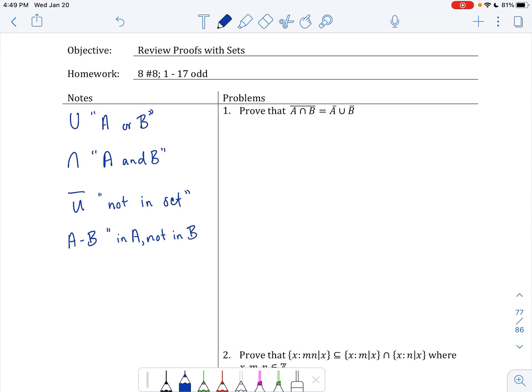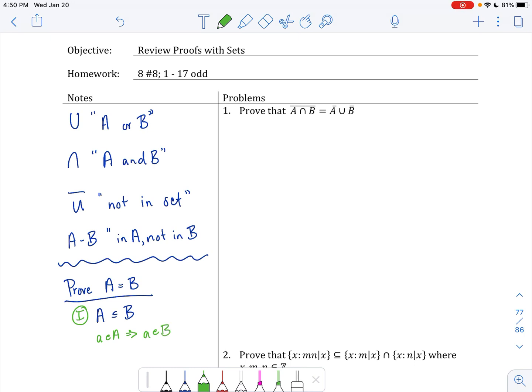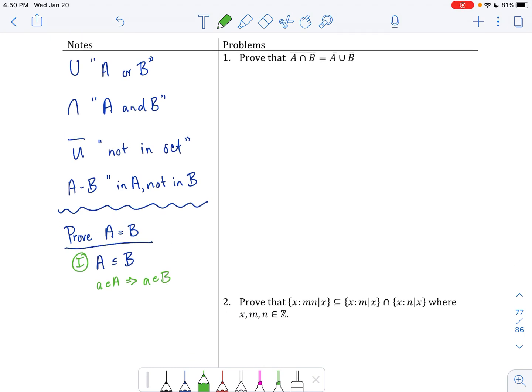Another nice review is that whenever we want to prove with sets that two sets are equal, the first step is to show that A is a subset of B. What that means is that if x is in A, that automatically implies that x is in B, for every element of the set A. The second step is to show that B is a subset of A, again, that every element in B must therefore also be in A. Once we prove these two, that means that A must be equal to B.